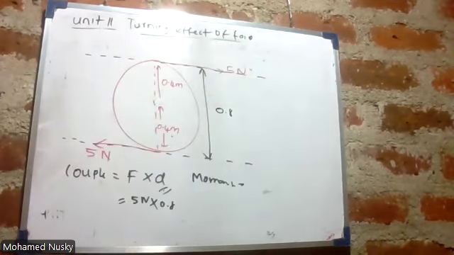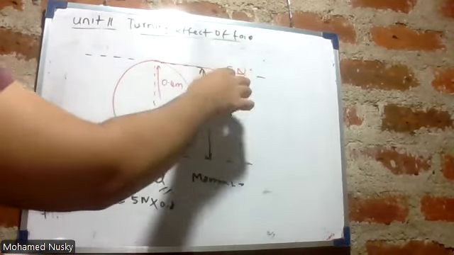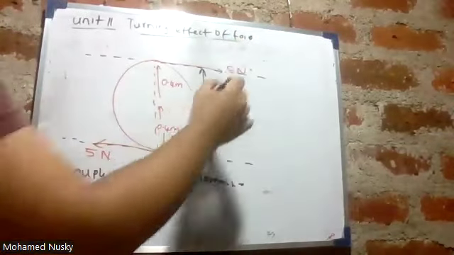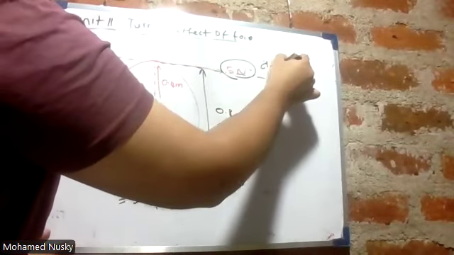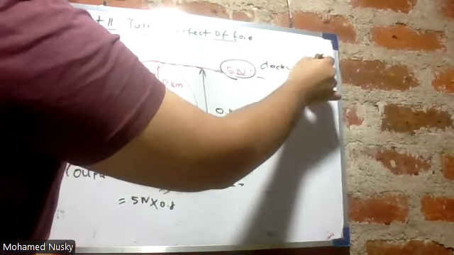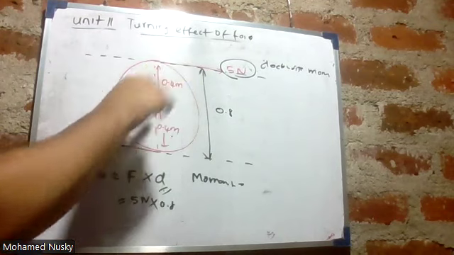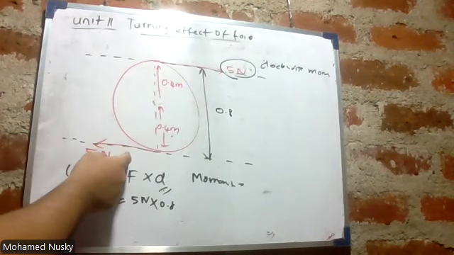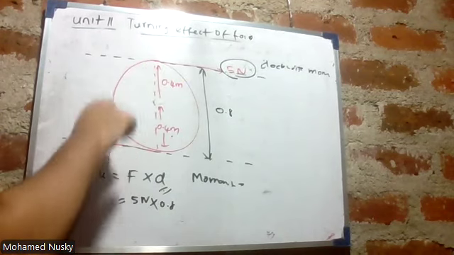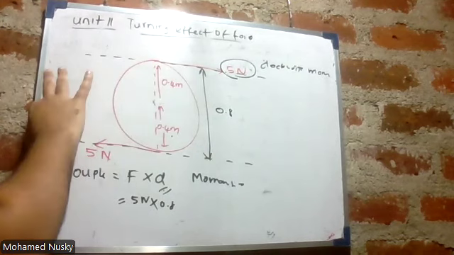This is clockwise. So a clockwise moment is created by this 5 Newton. Now we'll see whether this other force will create a clockwise moment or an anti-clockwise moment.